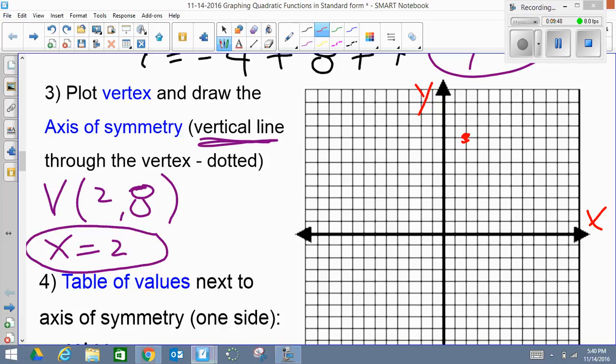I think that's right there. It's 2, comma, 8. Let me see. 1, 2, 3, 4, 5, 6, 7, 8. There we go. And that's going to be my vertex, which is 2, comma, 8.